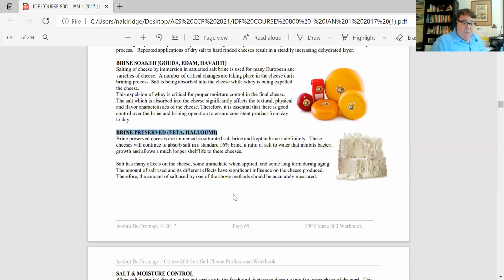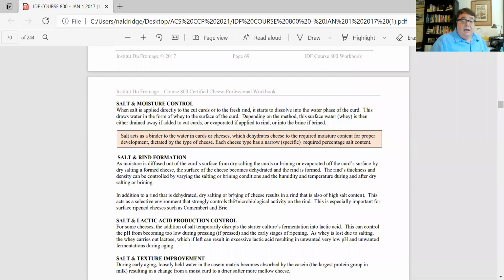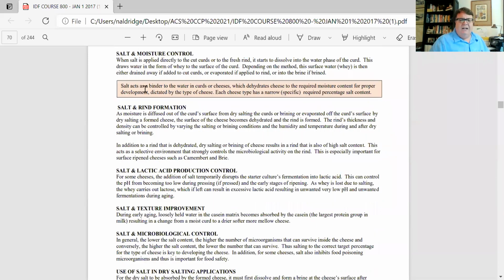Excellent. Now moving on to page 70. More salt. And here, I don't know what color that is. Is that orange? I'm going to call it orange. But the box, I would highlight that, knowing that salt acts as a binder to water curds or cheeses when it dehydrates cheese to the required moisture content. Know that. That's a good thing to remember.